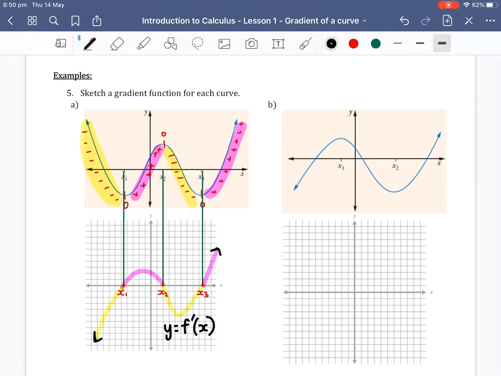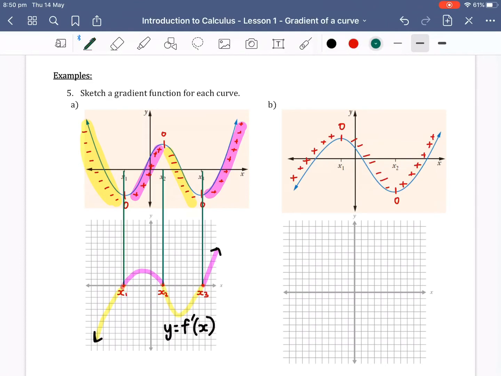You could do it all the same color, but the reason I did some yellow and some pink was to show you when it's positive and when it's negative. Looking at example B, we want to do the exact same thing. So when it's 0, we want to put our zeros in, and we want to work out where it's positive, where it's negative, and where it's positive again.